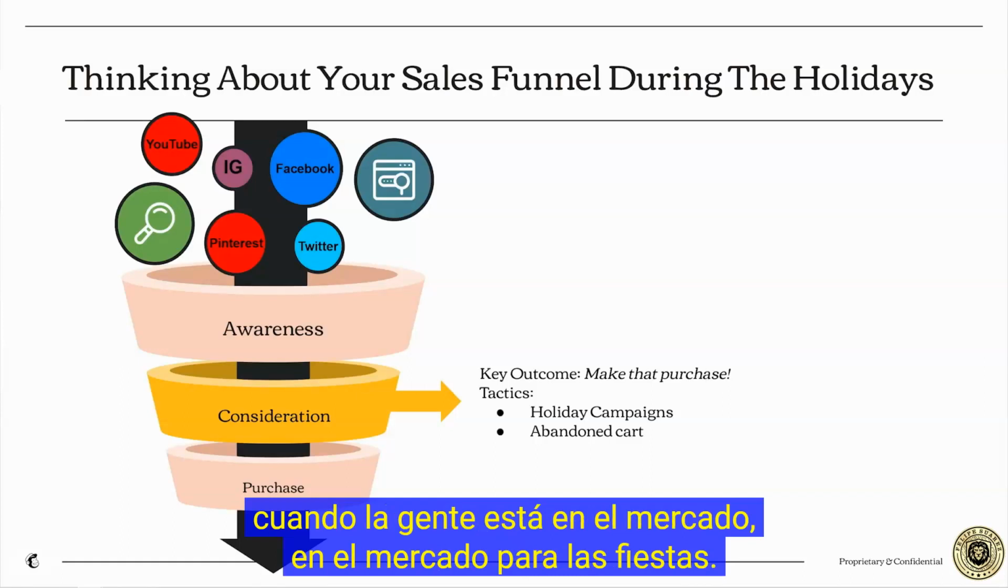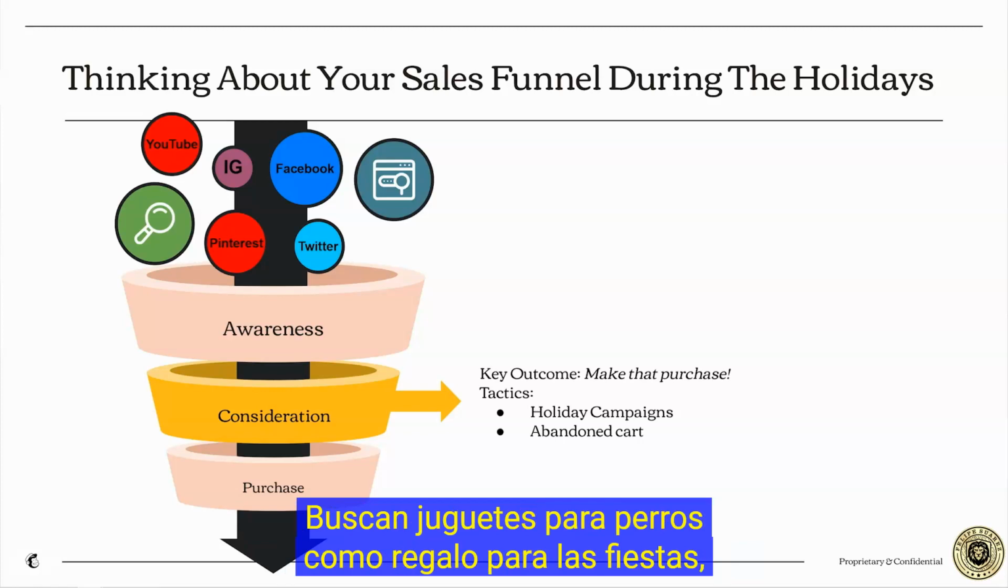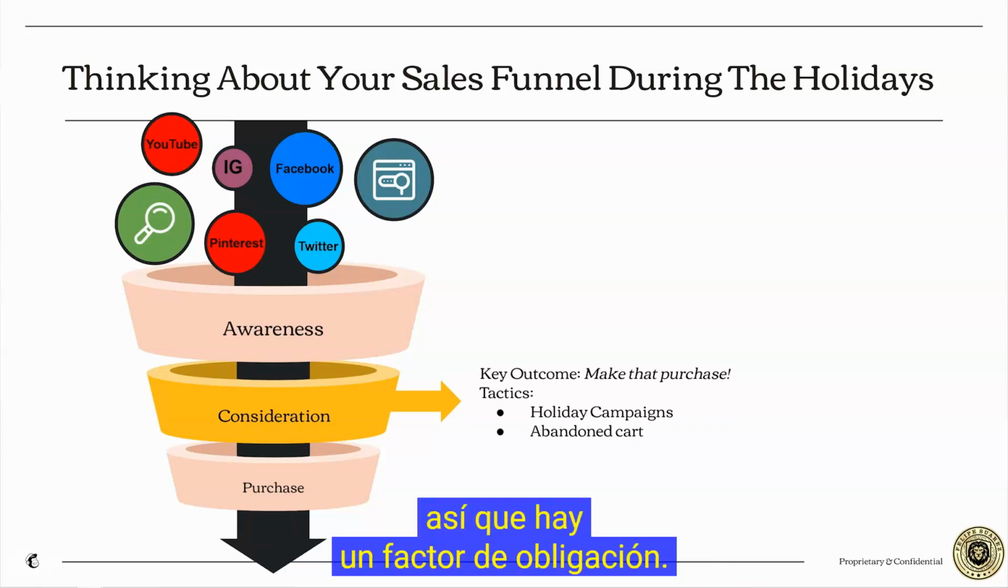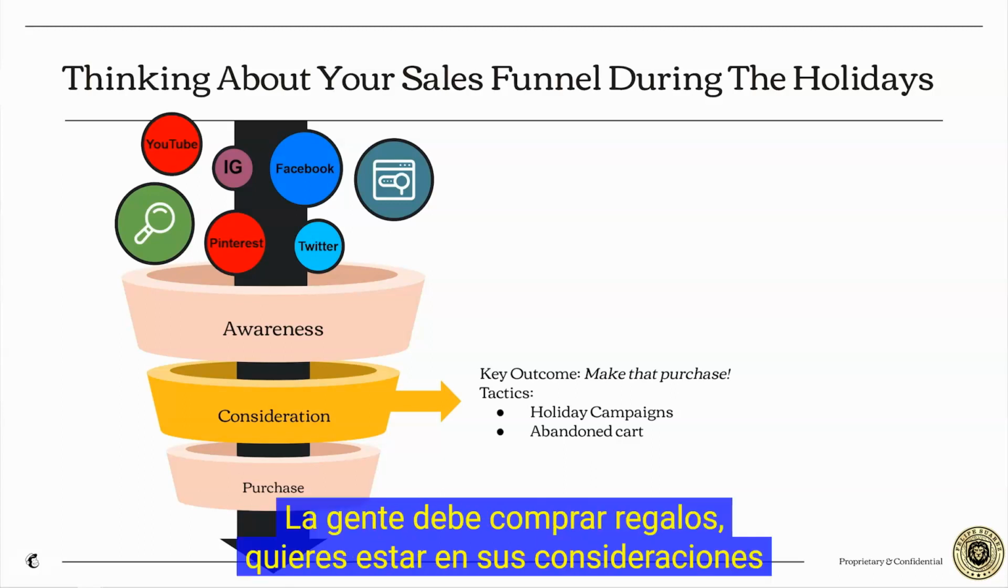Okay, next we have the consideration phase. So this is when they are in market. It is the holidays, people are in market. They're in market for a dog toy purchase because it's the gift giving season. So there's a forcing function there. People need to go buy gifts.